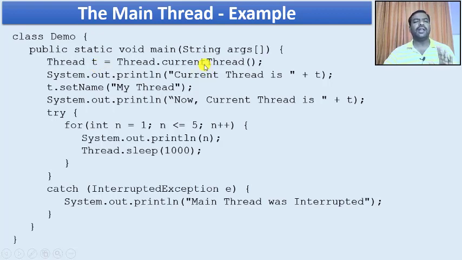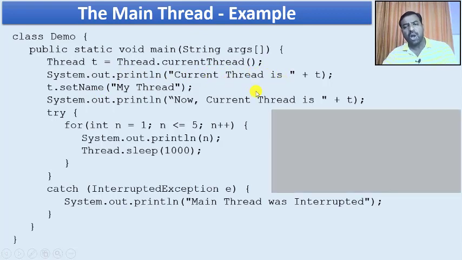When I say current thread, it doesn't mean it should be used only with the main thread. It can be used with any thread. Whichever is the current thread, that reference will be returned by this method. After this, I'm going to print a statement, "Current thread is", a string formed as a message, plus T. The value of T will be printed over here.